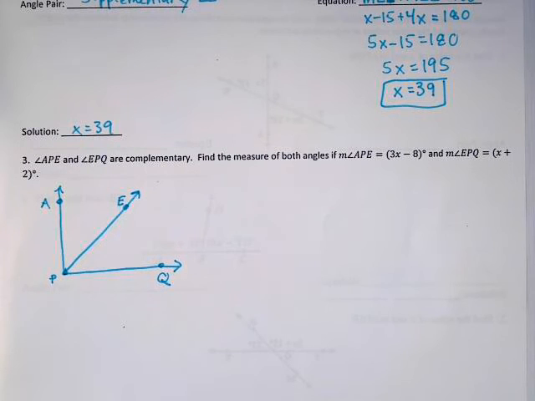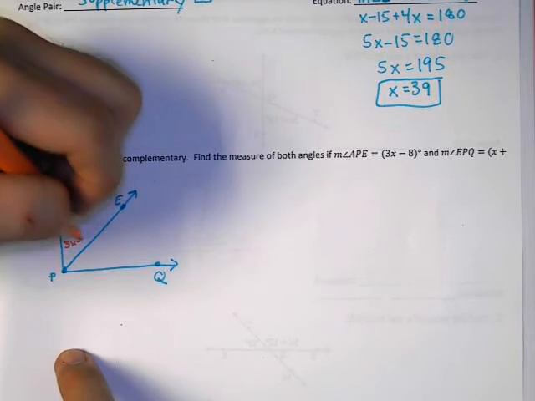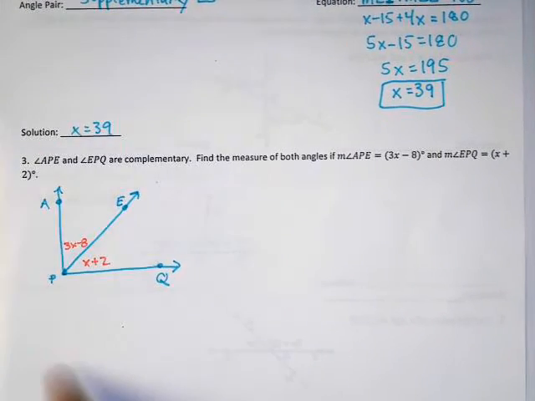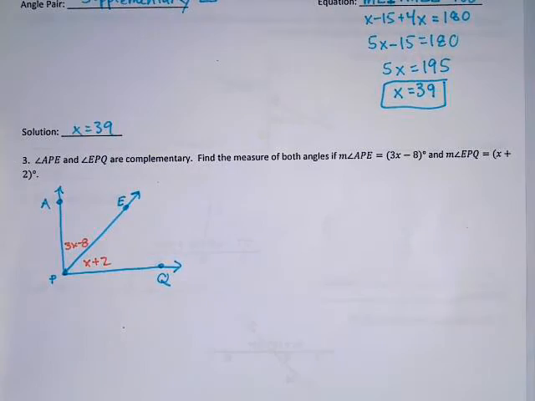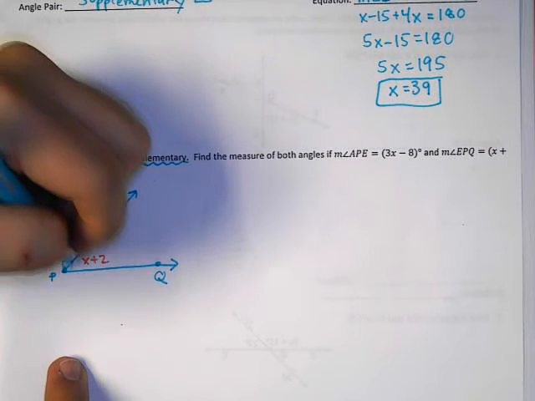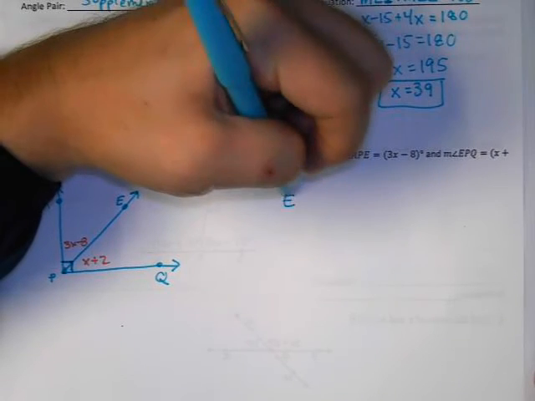All right. Now this picture is missing one thing for sure, actually a couple things. We could label if we wanted. This didn't label it for us, so we could do 3x minus 8 and x plus 2, which is nice. But one other thing that I want you guys to get in the habit of looking for is if you see complementary, you know that's 90, or in this case, I care that it's going to be a right angle. All right? So now, equation time.